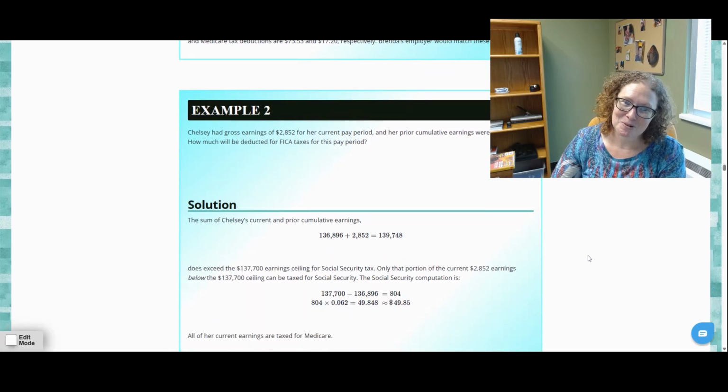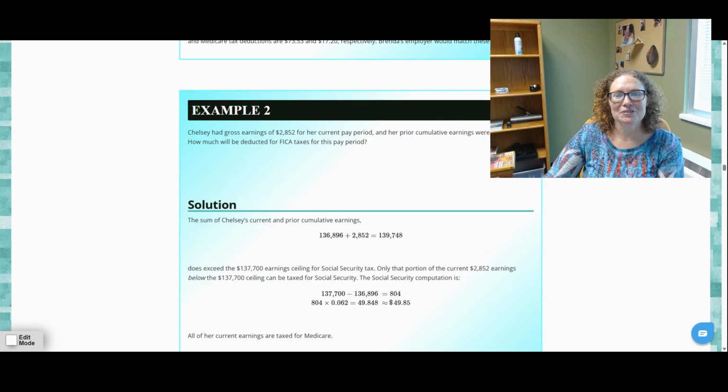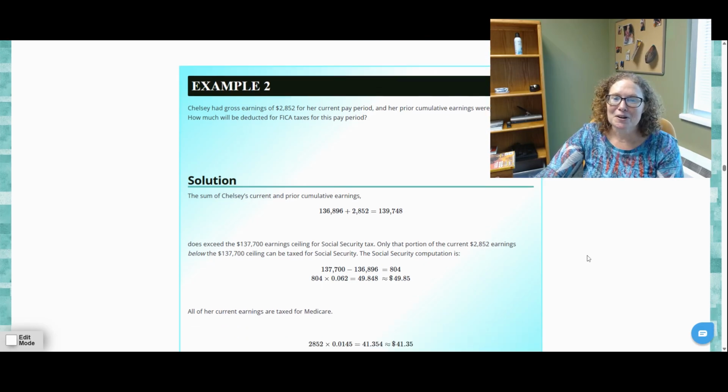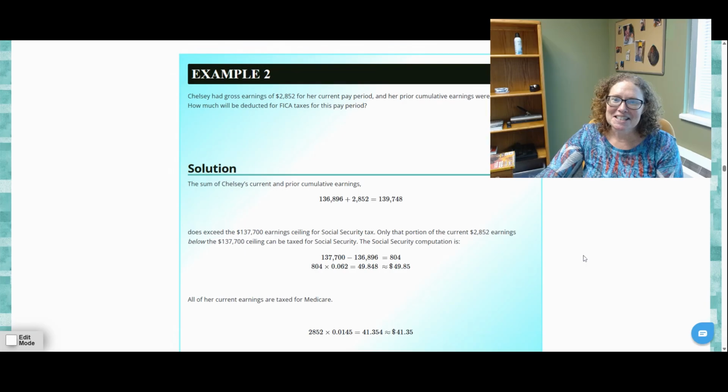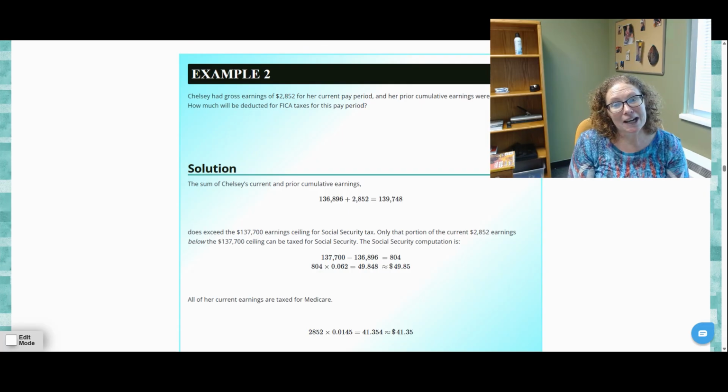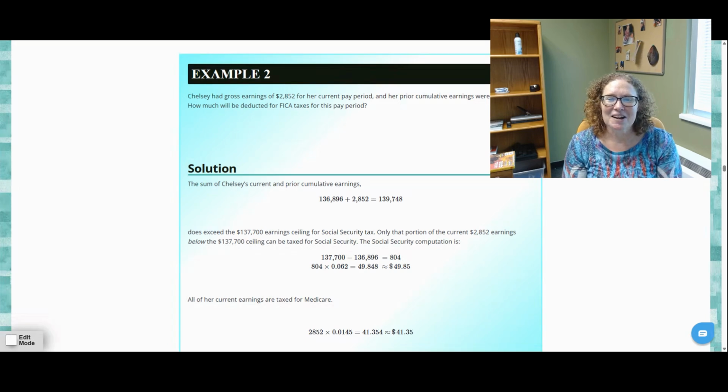So here's another example. Chelsea has gross earnings of $2,852, and her prior cumulative earnings were $136,896. You see where this is going? How much will be deducted for FICA taxes for this pay period? So if we add the $136,896 plus her current, which is $2,852, we're getting $139,748. So what was that magic number? It was $137,700. So that was the ceiling.